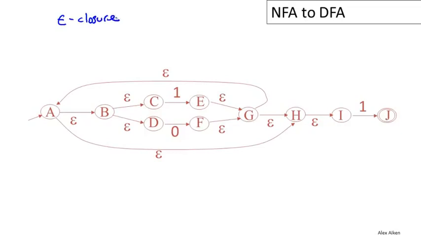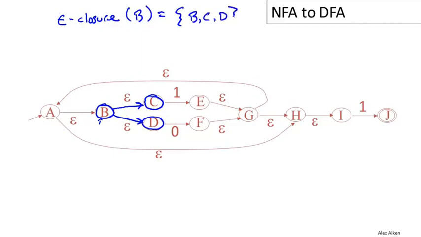The basic idea of the Epsilon Closure is that I pick a state, and it could be a set of states, but we'll just do it for a single state. And then I look at all the states that I can reach by following only epsilon moves. B is the state that we're starting with, so B would be included in the set. Then there's an epsilon move to C, so C would be included, and there's another epsilon move to D, so D would be included. And so we would say the epsilon closure of B is equal to the set B, C, D.